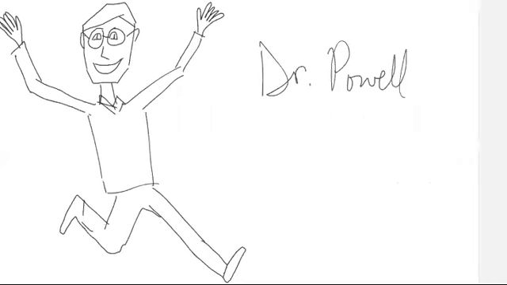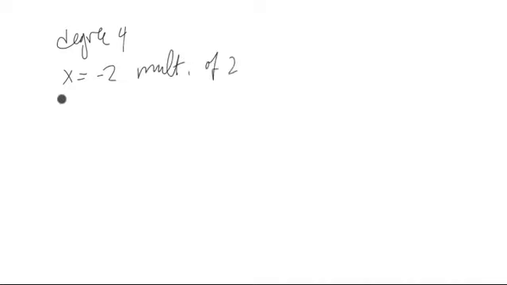Let's take a look at how we can find a formula for a polynomial that has degree 4 and it has a 0 or an x-intercept of x equals -2 with a multiplicity of 2, and we also know it has a 0 of x equals 1 minus the square root of 2. Okay, and this is of multiplicity 1. How can we find this?